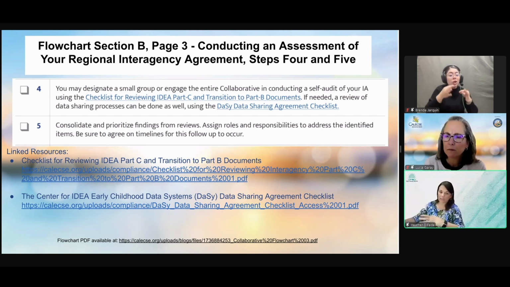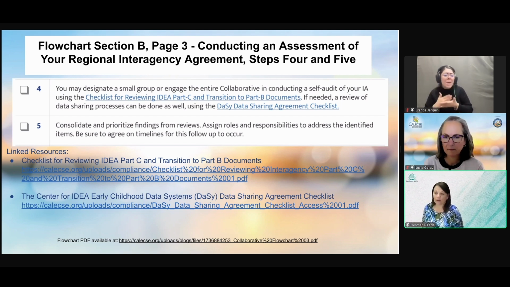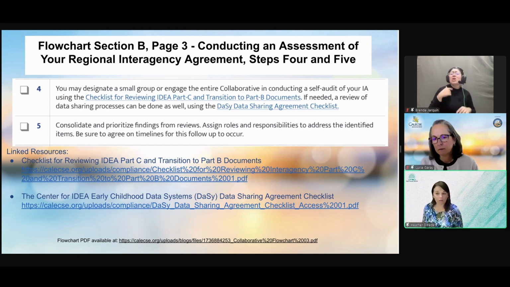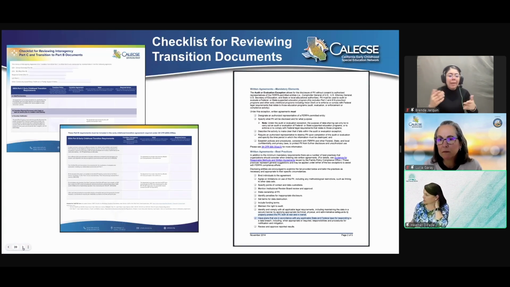So making sure as you're collecting all this information, which seems like a lot of work, that flow chart could be very overwhelming, but just take it a piece at a time and see where are the greatest needs in your area. You don't have to do everything all in one year, but take what's most important to you this year and maybe tackle one section of that. Okay. On our next slide, we have those checklists for reviewing your transition documents.